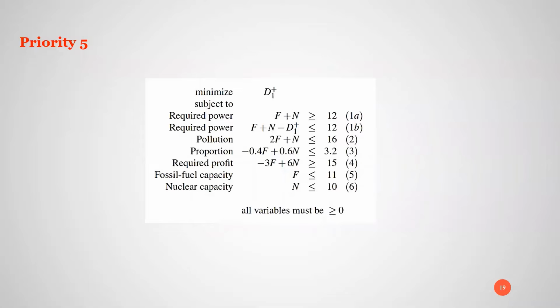So although the forced deviation was not 0, I have the last one equal to 0. And the fifth priority goal is met.